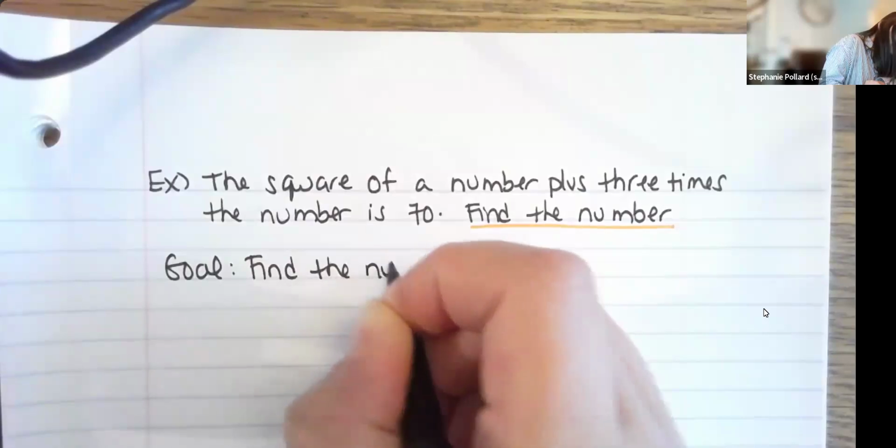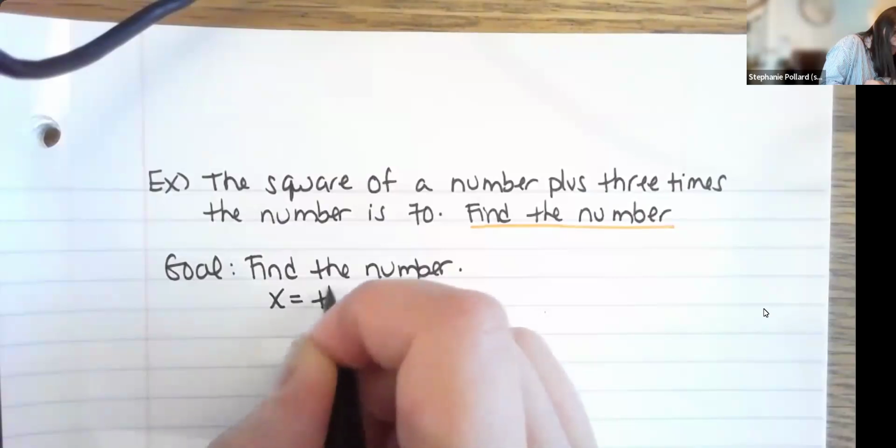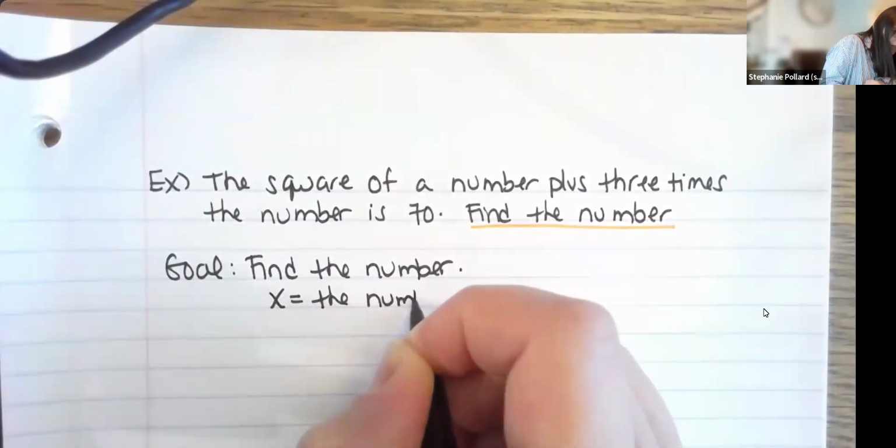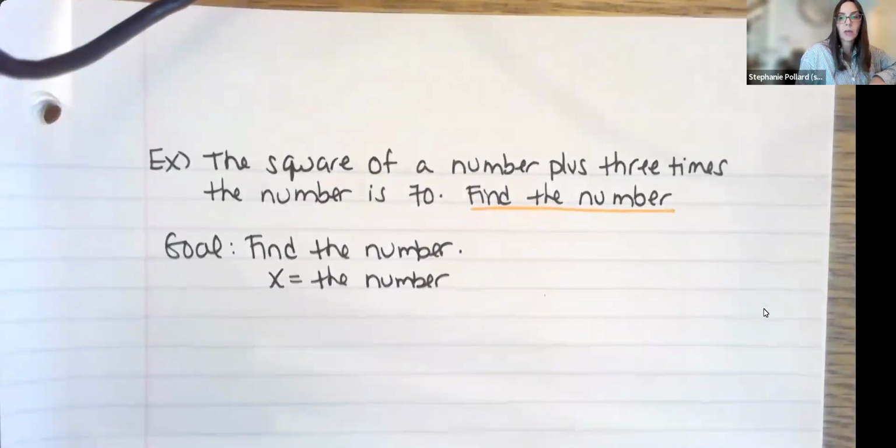So I'm going to let x be the number, right? There's not really much context, so I'm just going to let x be my variable here. You could use n for number if you like. And I'm going to try to set up an equation.